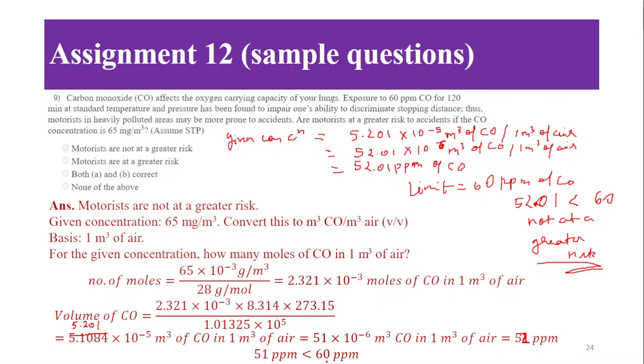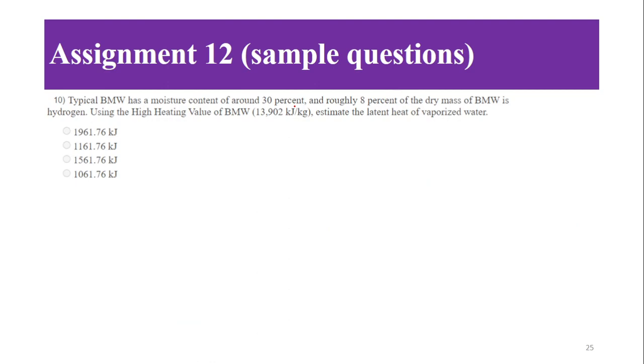Next question. Typical biomedical waste, BMW is biomedical waste, has a moisture content of around 30%, and roughly 8% of the dry mass of BMW is hydrogen. Using the high heating value of BMW, 13902 kilojoule per kg, estimate the latent heat of vaporized water. So here we firstly take the basis. Okay, basis is 1 kg of BMW.